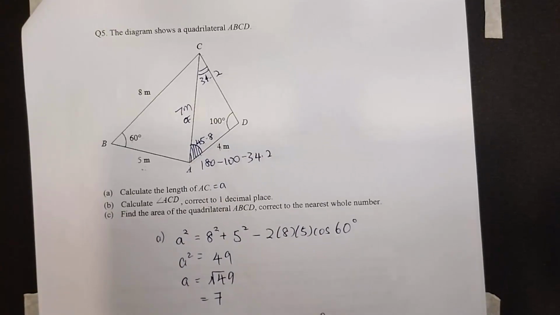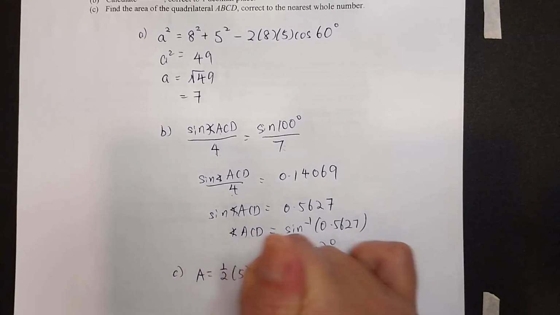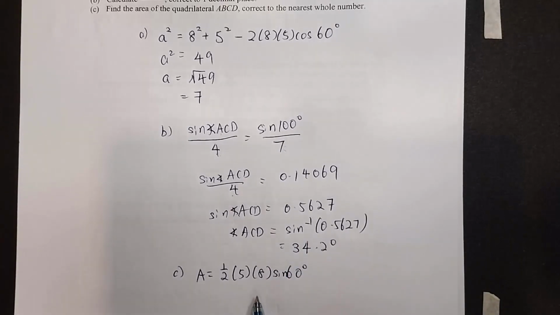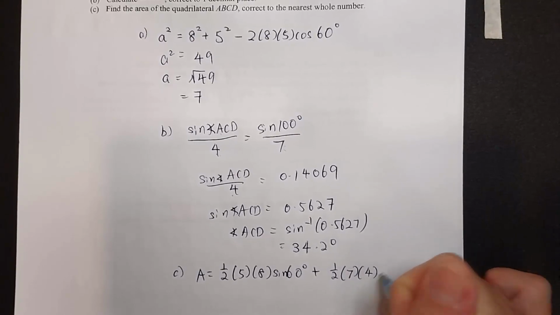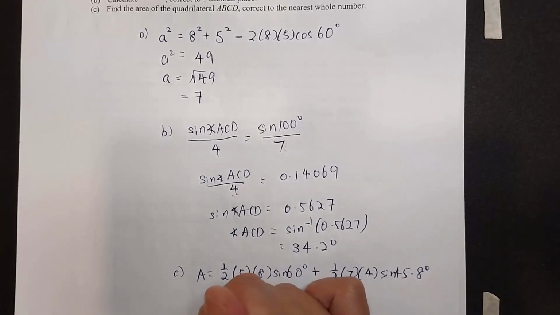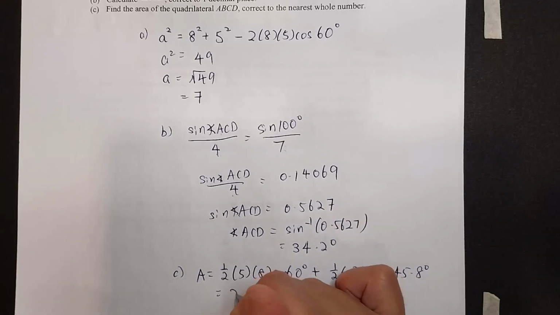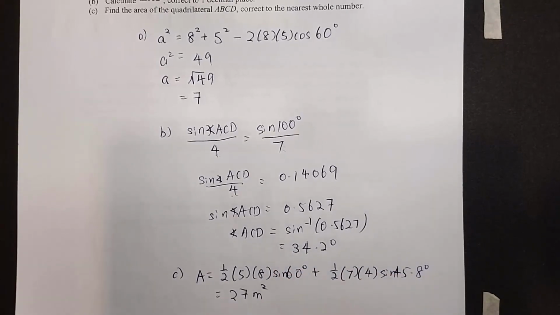So I have half AB sine C. So I just need to add up these two areas. So the area is half AB sine C, this will be the left triangle, and half again AB sine C, this will be the right triangle. Okay, evaluating this, we will have area is 27 square meters, correct to the nearest whole number.